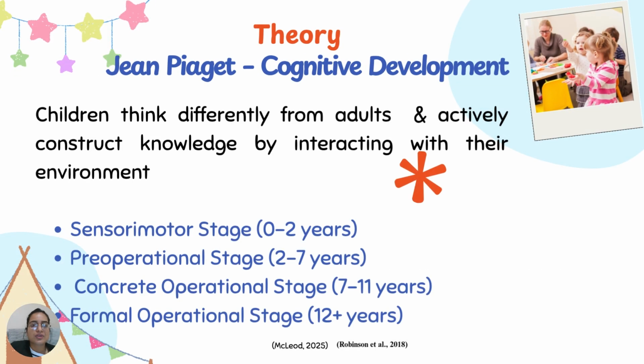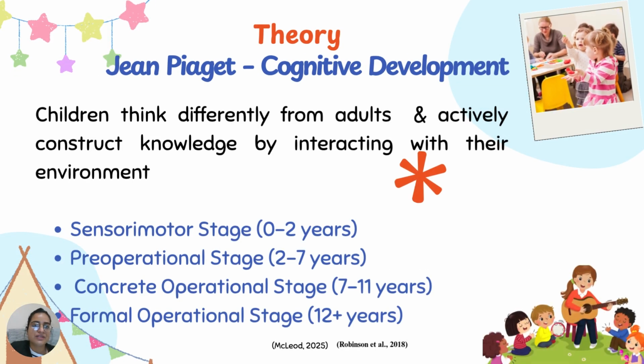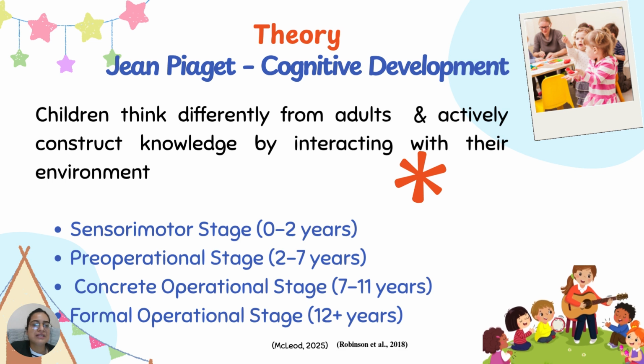And the next is the cognitive development theory, which was invented by Jean Piaget. He believes that children think differently from adults and actively construct knowledge by interacting with their environments. He believes that children go through four different stages, in which they learn through the senses, symbols, and develop logic as well as solve hypothetical problems.